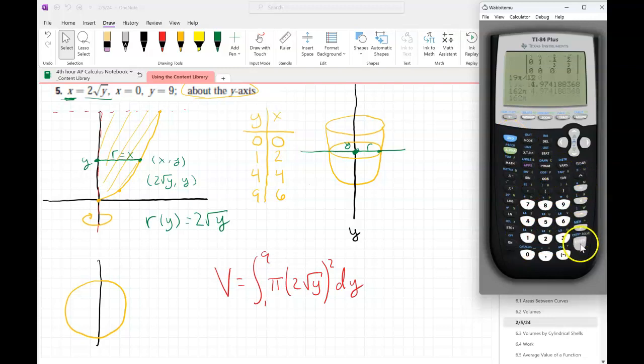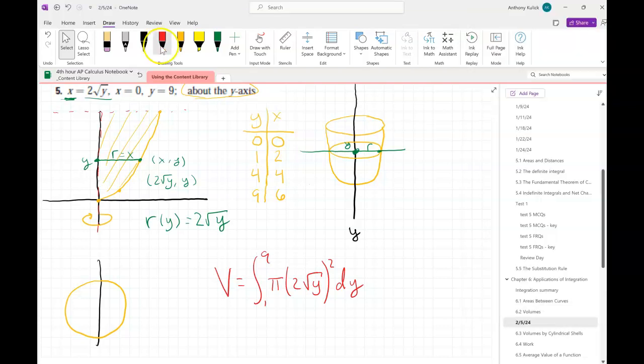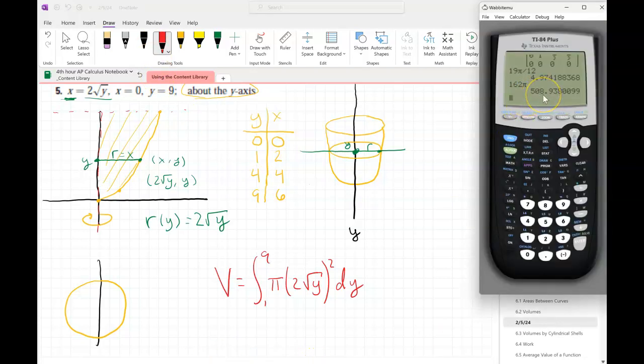Well, I have the answer key sitting in front of me, so like 508.9. But check the setup on your calculator. Wait, how do we do y? You just use an x. Remember, when we integrate, the variable doesn't matter. I got 502. Is 502 close enough or not? You typed it in exactly like it looks?